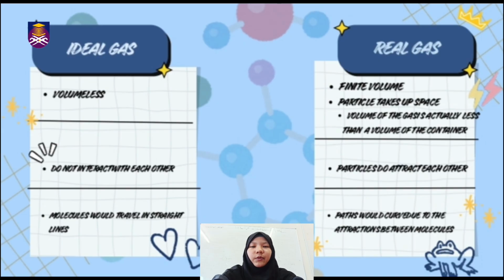And lastly, the ideal gas states that the molecules travel in straight lines, but for the real gas, the paths curve due to the attractions between the molecules. So it will eventually be pulled and then bond with other particles involved.